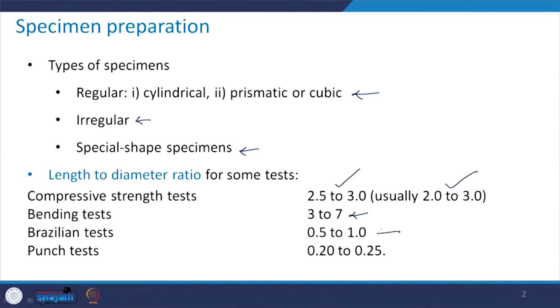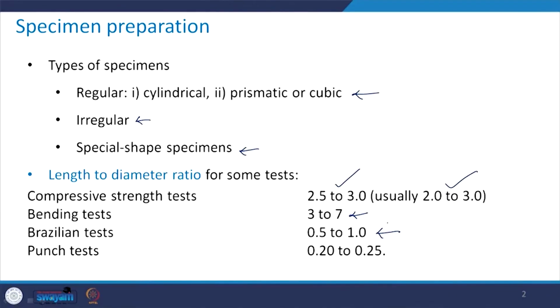For the Brazilian test, which is done to obtain the tensile strength, this L by D ratio is kept as 0.5 to 1. So, you see here, this is a typical test specimen for the Brazilian test.